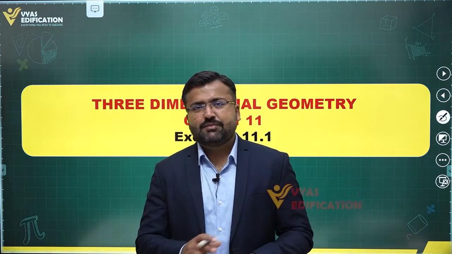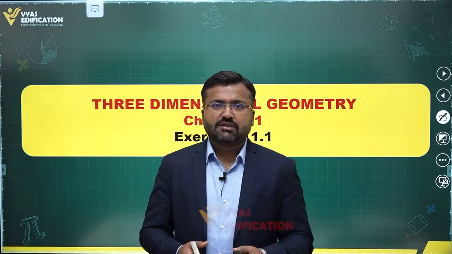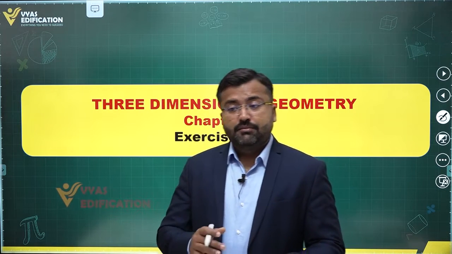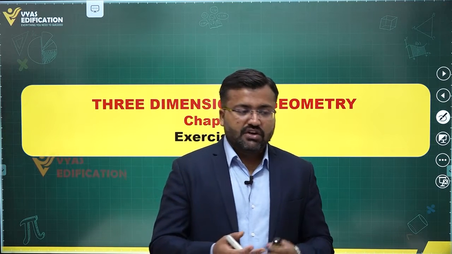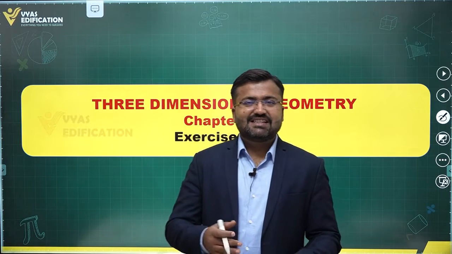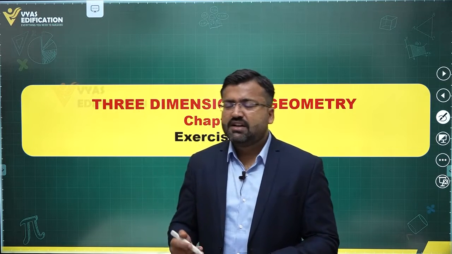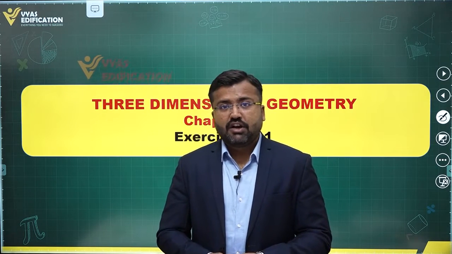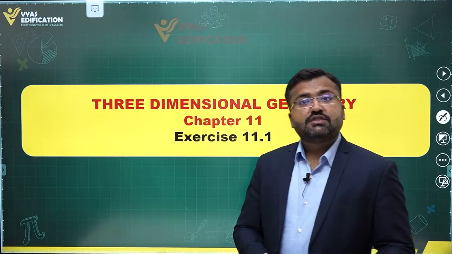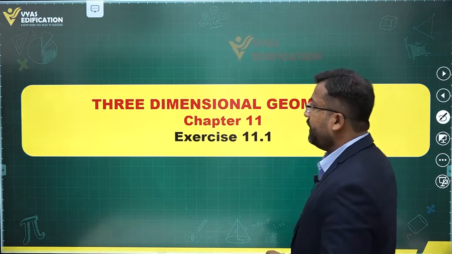Exercise 11.1 is a pretty simple exercise based on something called direction cosines and direction ratios, nothing much is there. Then the next two exercises are based on equation of a line and equation of a plane, and then there is a miscellaneous exercise. There are four simple exercises in this chapter. This one is a relatively smaller exercise. Let's discuss the questions, and along with the questions we'll see the concepts involved.